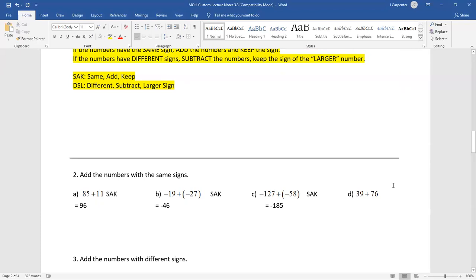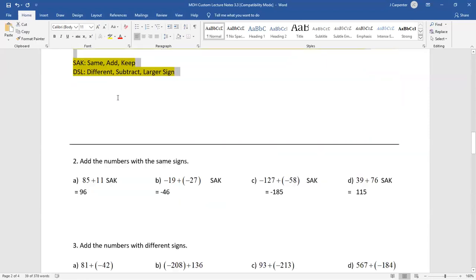For 39 plus 76, once again, that's a positive 39 and a positive 76. So those are the same signs. So we're going to add and keep the signs. 9 plus 6 is 15. 3, 7, and 1 is 11. So that should be 115. And we're supposed to keep the sign of the original numbers. 39 is positive, 76 is positive. So that's a positive 115. That's all it is.